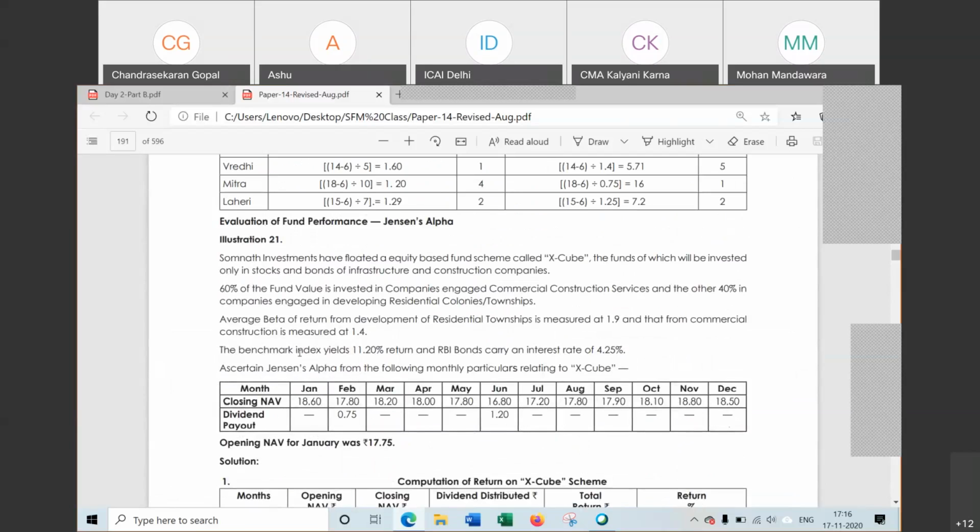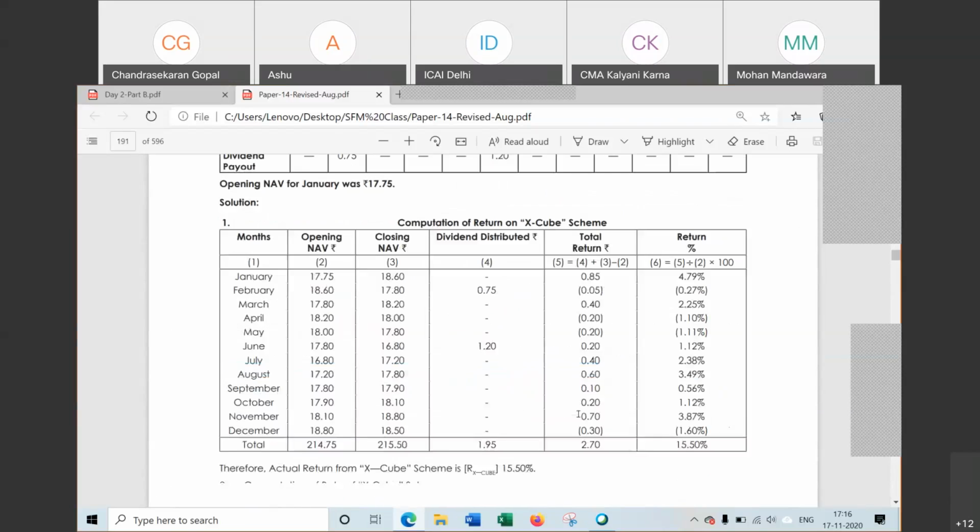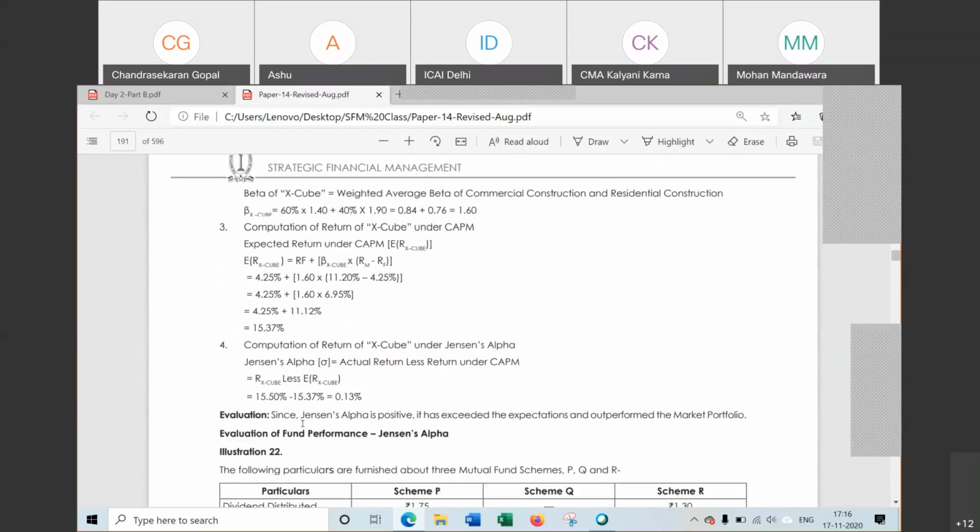So an evaluation conclusion can also be given, however, it is not written. Only the question says to find Jensen alpha. So we can write the conclusion also, that the security has outperformed.